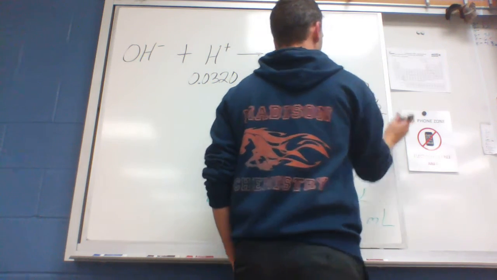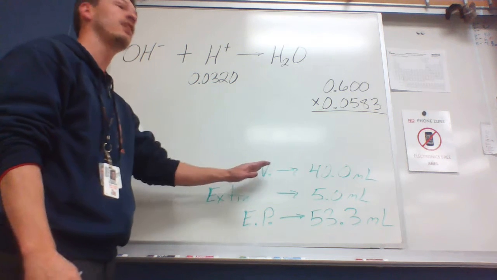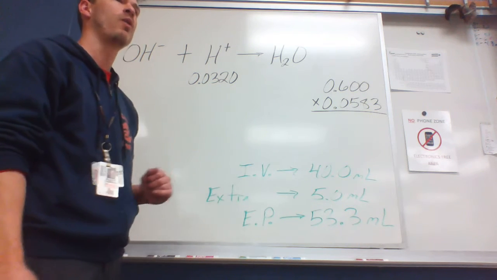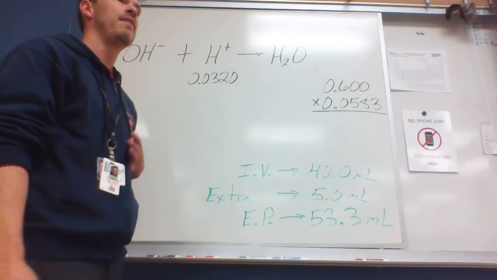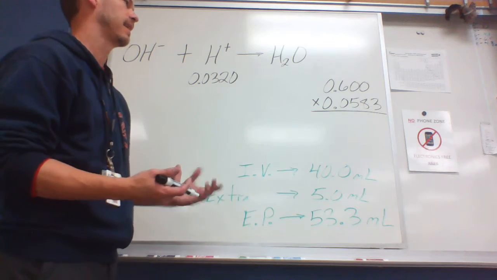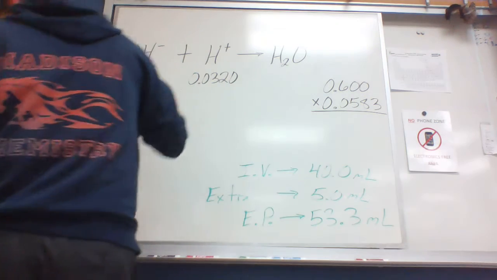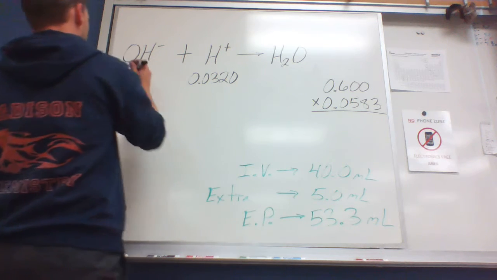Wait, what is that? Nothing yet. All I did was state facts. We started with 40. The equivalence point was 53, and the extra's 5. I just want us to be aware that all of these values exist. Now, this times this, as we've done a bunch of times so far, is going to equal 0.035.